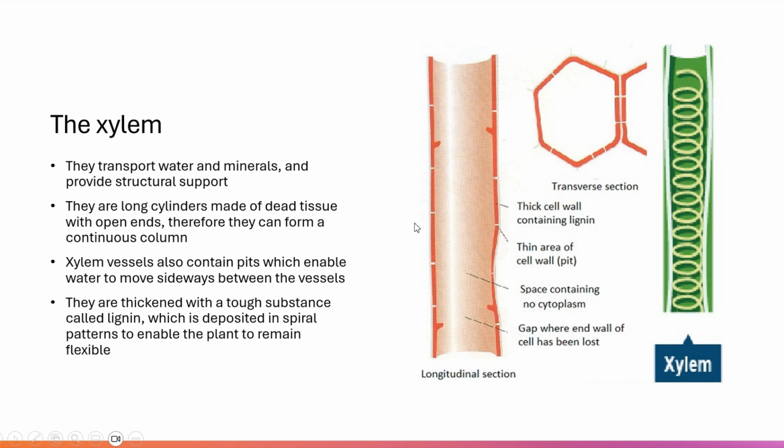They are thickened with a tough substance called lignin. You need to know about that, which is deposited in spiral patterns to enable the plant to remain flexible. So this spiral is the lignin, and that's what thickens it up here. You need to know about that. You need to know that it's a spiral as well.